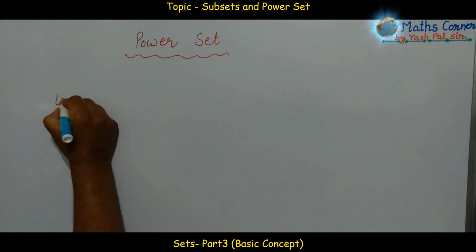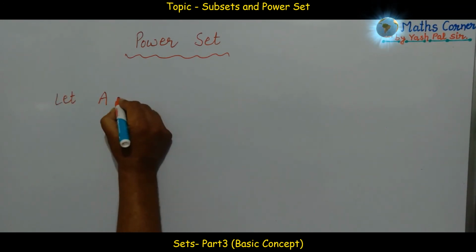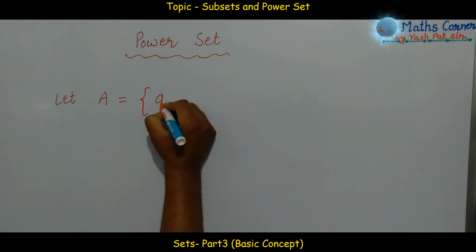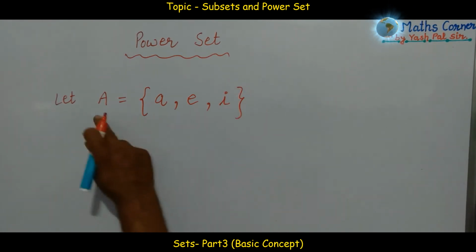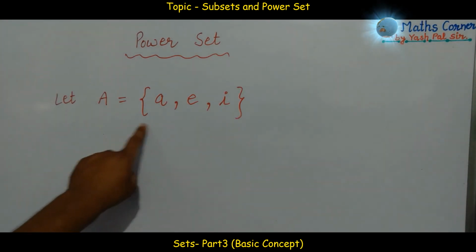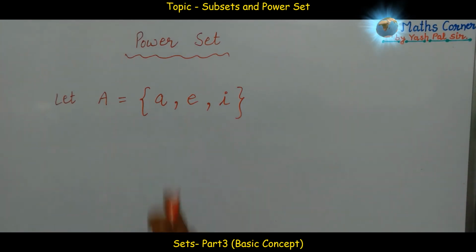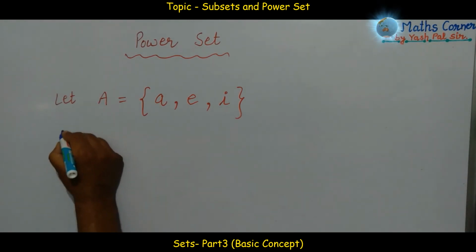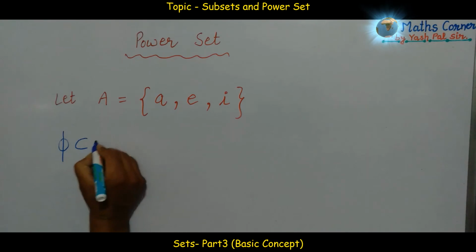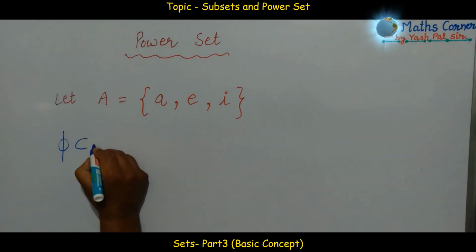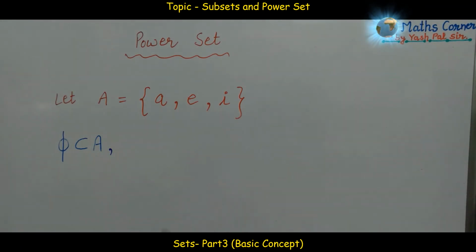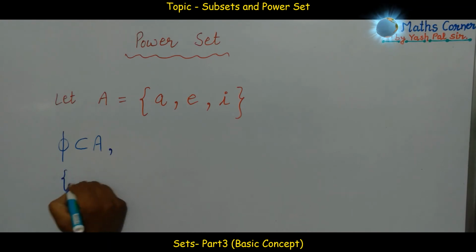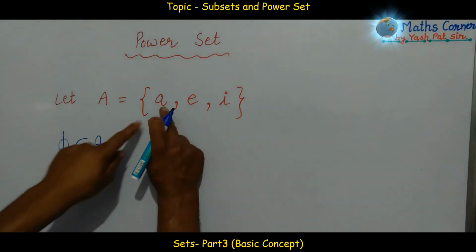Let A be any set. It has the elements A, E, I. These are the three elements in set A. Now we are writing all the subsets of this set. First of all, phi. Phi means the empty set. The empty set is always a subset of every set. So phi is a subset of A. Now taking single elements, that is only A, a single element. This is a subset of set A.